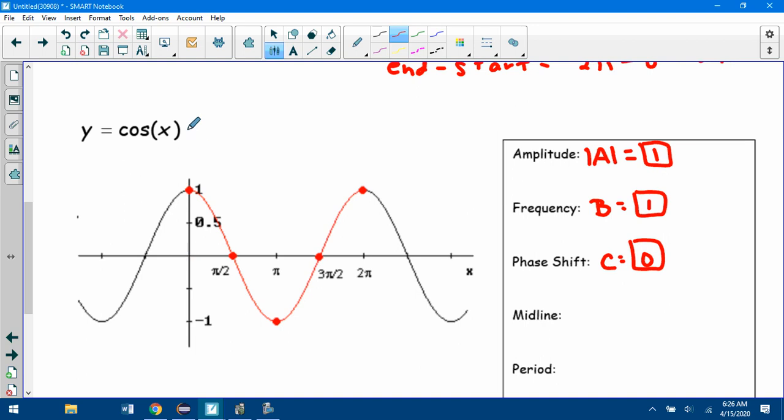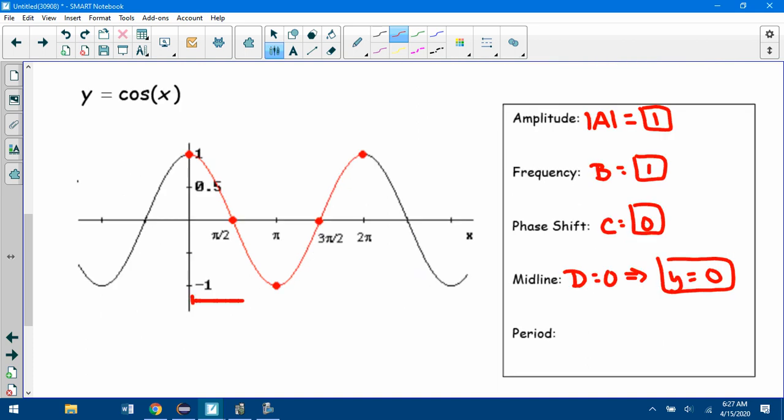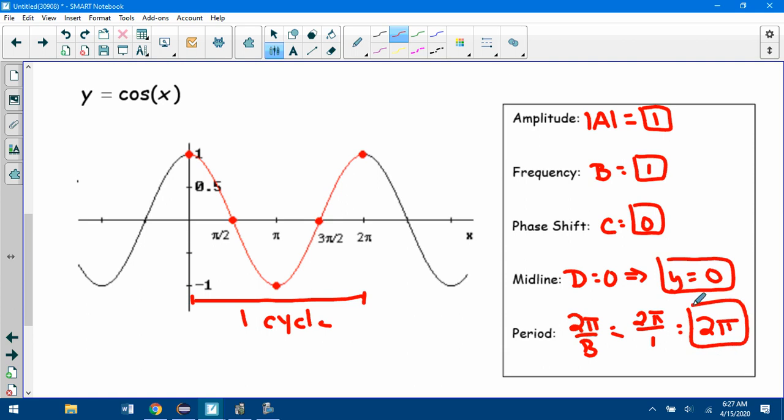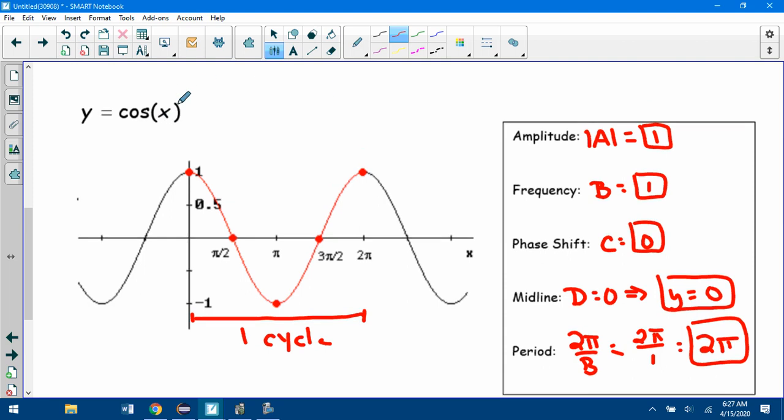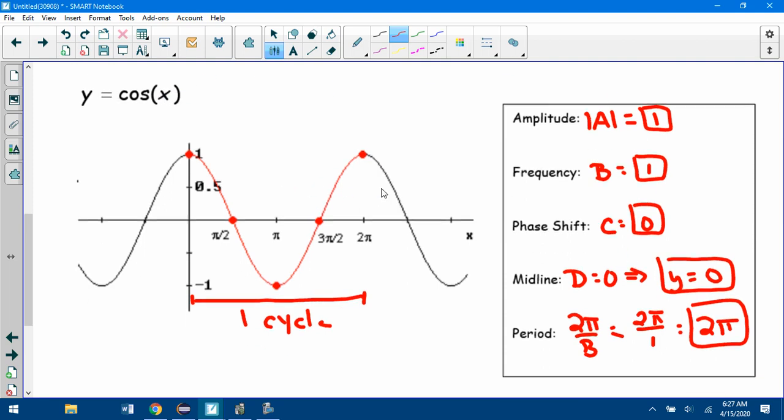Midline is the D value, the number added onto the end. Since D equals 0, that means the midline is the equation y equals 0, because that splits the graph in half. The period, you can see in red again, one cycle happens between 0 and 2 pi. So period 2 pi over b. Again, b is 1 because the number in front of the x is 1. You get 2 pi. And once we start transforming graphs, these numbers are obviously going to change. But on the parent functions, those are the values of all of those.